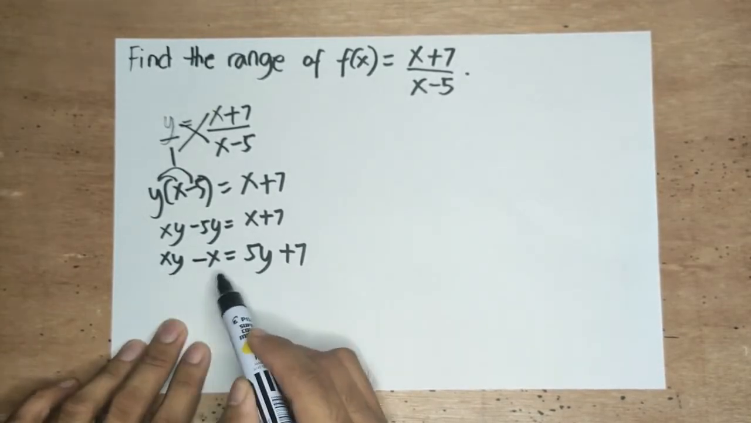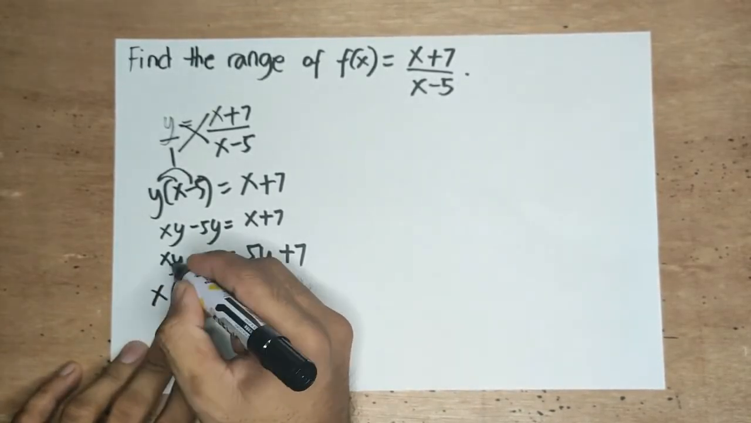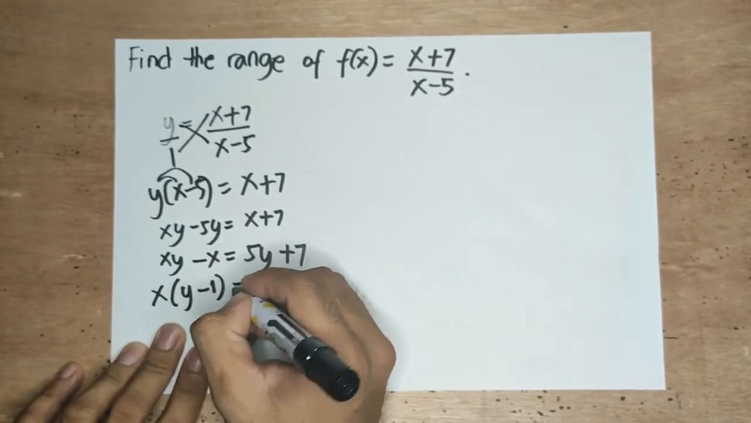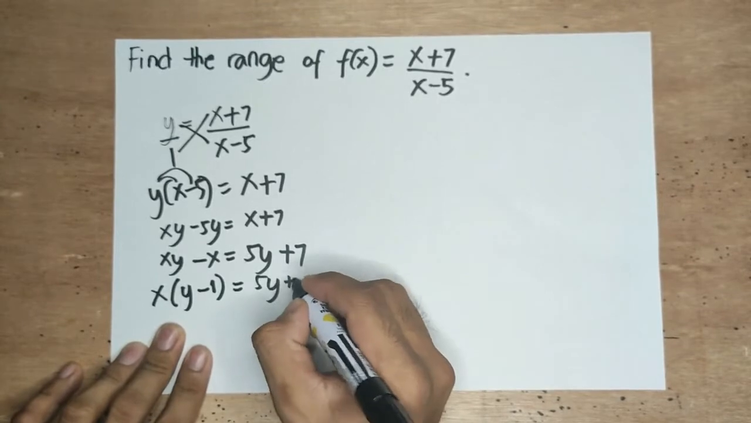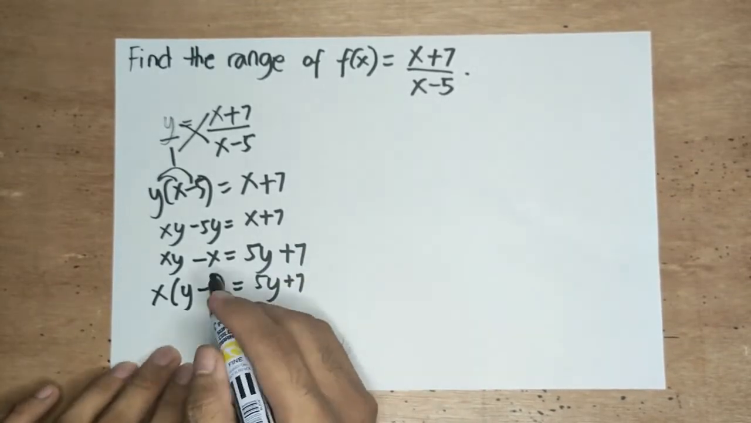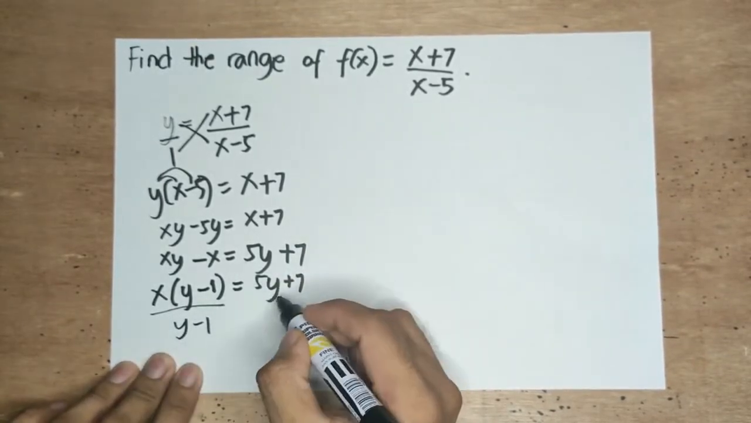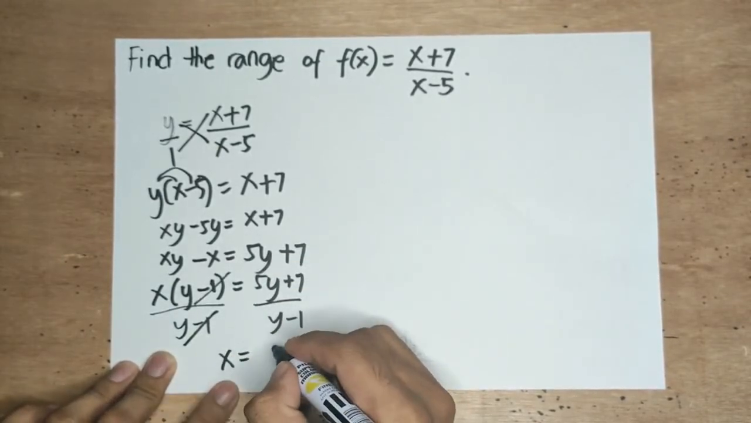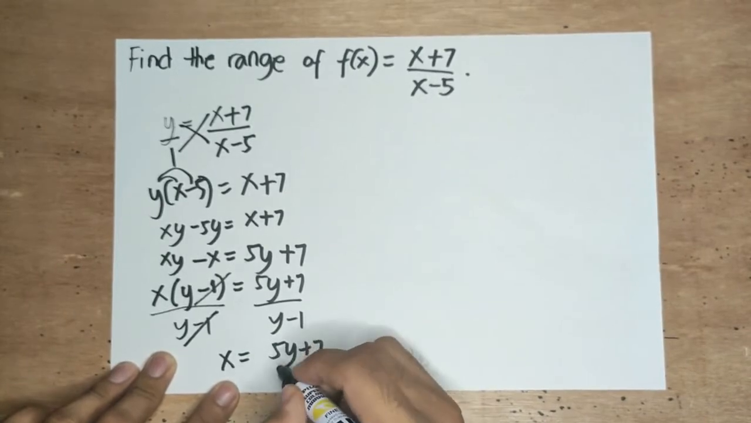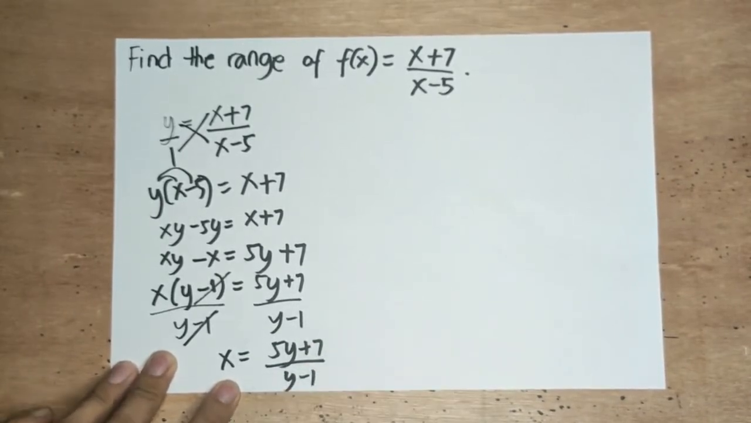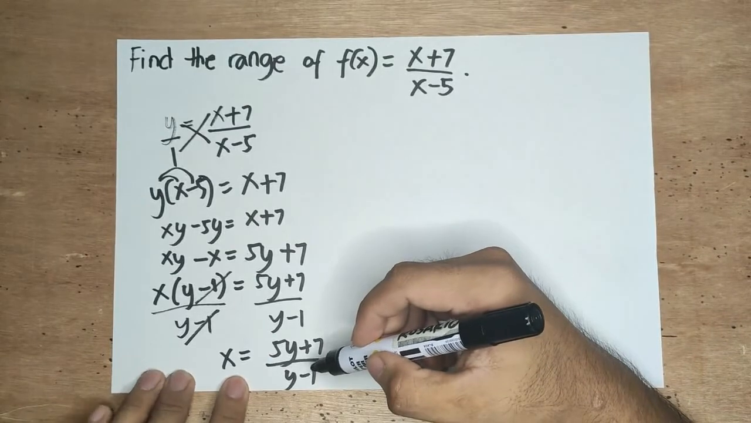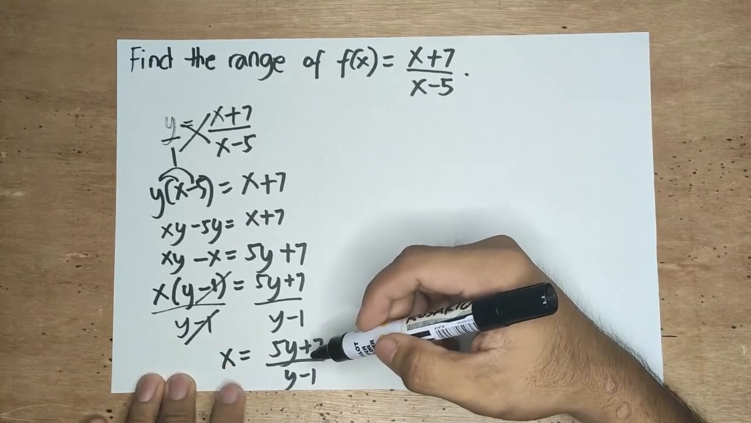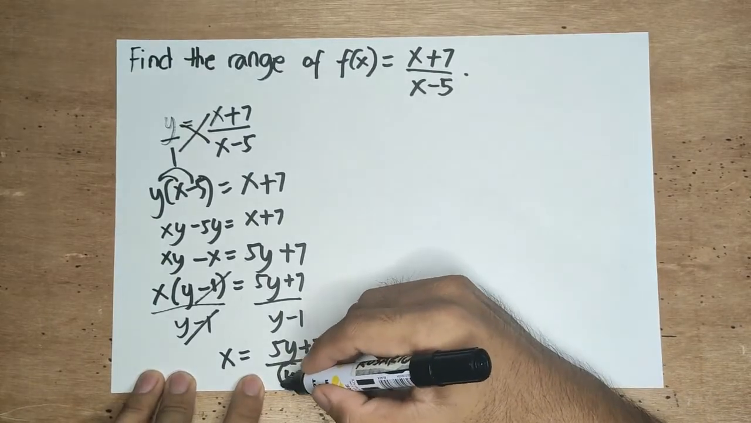Factoring out this, ilalabas natin si x. We have, ang may iwan dito ay si y. Ang may iwan dito ay si 1. Is equal to 5y plus 7. Para maalis si y minus 1, we divide both sides by y minus 1. So therefore, x is equal to 5y plus 7 all over y minus 1. So, since nasulat na natin siya, na-rewrite na natin yung given in terms of y, ito ngayon yung i-consider natin.